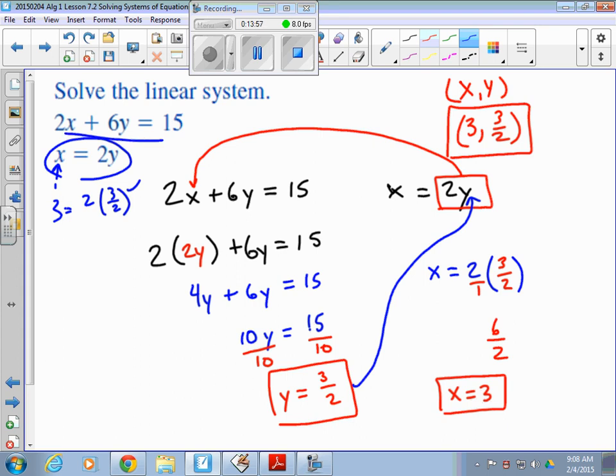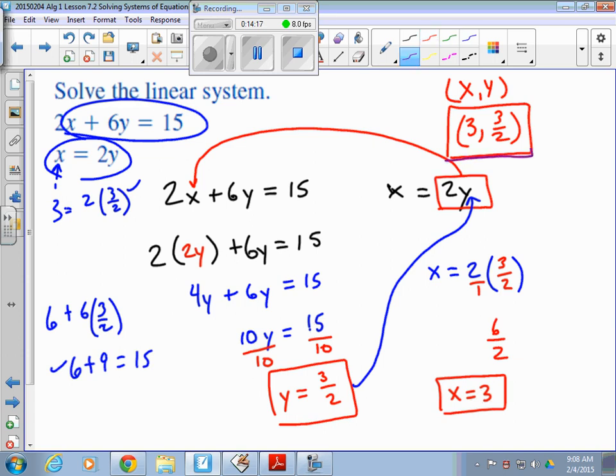When we try that one, 2 times x is 2 times 3, which is 6, plus 6 times 3 over 2. 6 times 3 is 18, divided by 2 is 9. So 6 plus 9, it says, equals 15. That's a true statement, too. So this is the solution to your system. This is the point where, when you graph both of the lines, they intersect, at 3, 1.5. 3 halves is 1.5, if you're thinking about how the numbers are going to look on a graph.